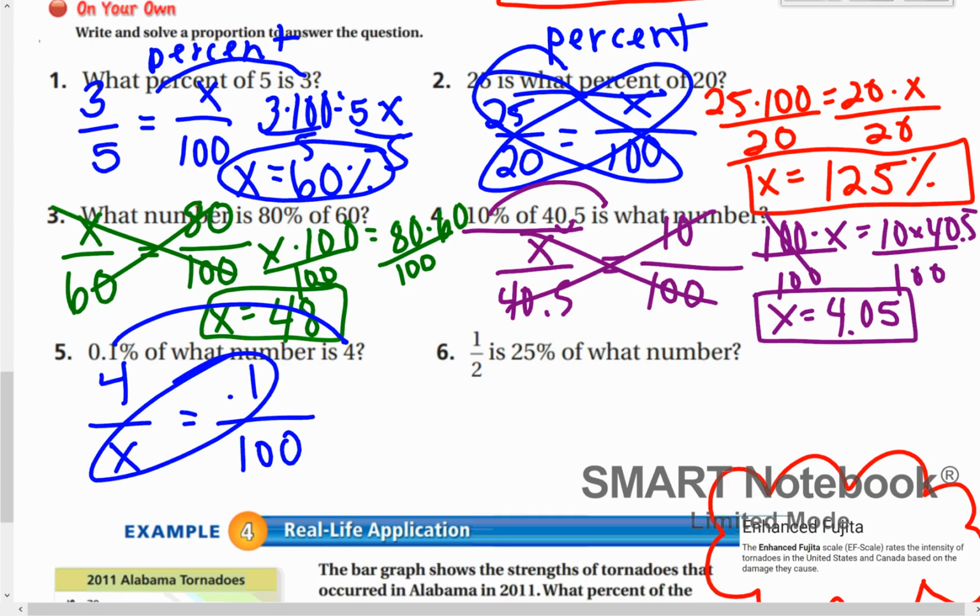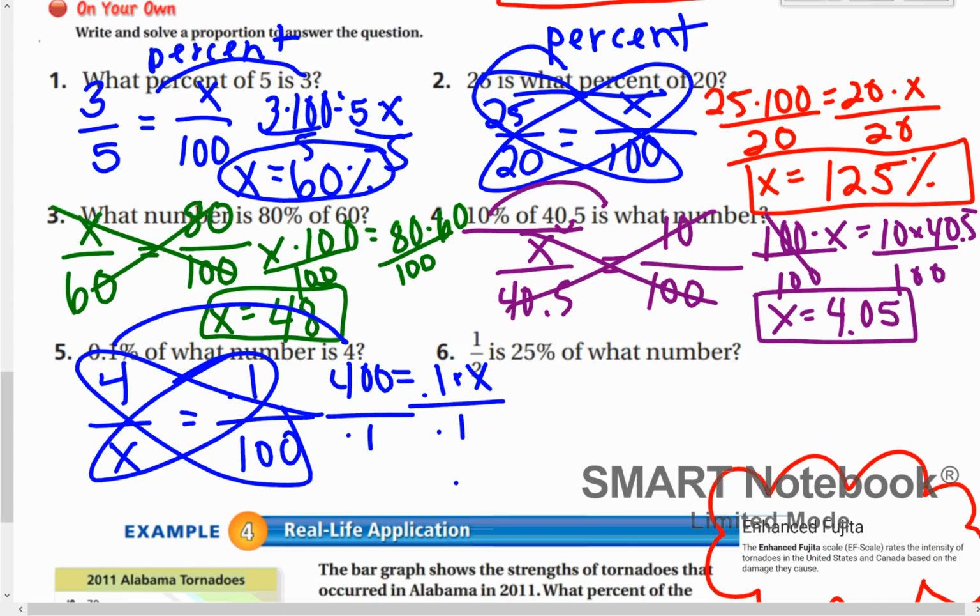Again, we're going to use those cross products. Well, 4 times 100 is 400. I can do that mental math. And 0.1 times x. We would divide by 1/10. We get x is equal to 4,000. Which is correct. Okay, so 4 over 4,000 is a very, very small number, which makes sense that it would be 0.1%.